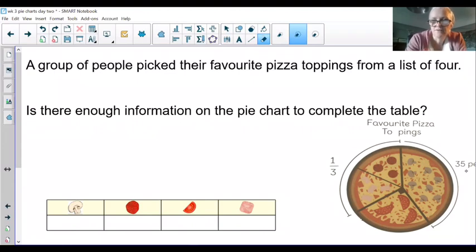Okay, so do we have enough information to complete the table? I've just noticed there's a P missing from toppings. I don't know why, because I took a photograph of that from the book. So we've got mushroom, pepperoni, tomato and ham. Okay, have a think about it. Is there enough information to complete the table? Let's have a look. Let's do some work.